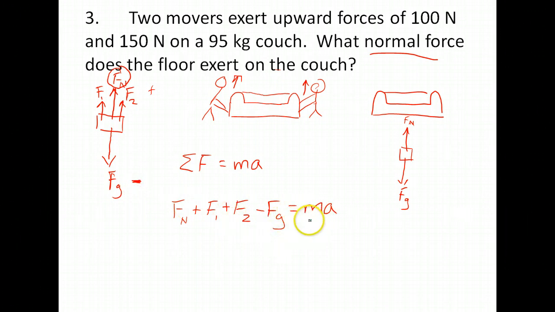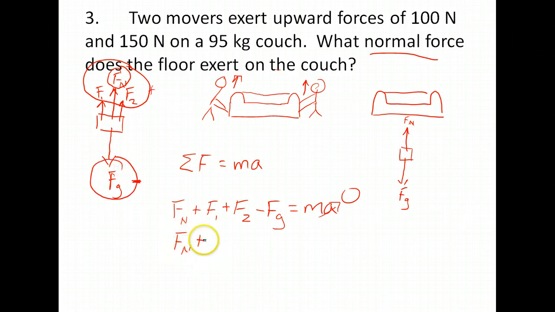Now, if the couch is not moving yet, and it's not, then this has to be 0. So what we're going to end up with, basically, is all the forces on top are going to equal this one force going down, because it's not going anywhere. So all the forces on top are going to equal this Fg right here. So all those are equal to each other.